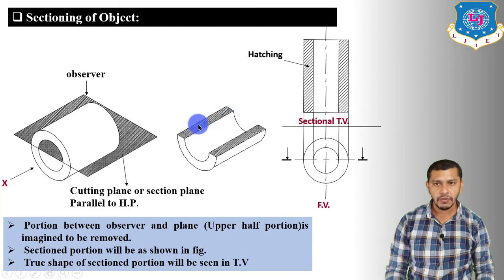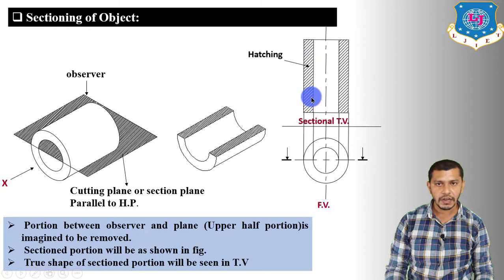Now we have to draw the hatching line in the part of the object which is in contact with the cutting plane. So this part will remain in contact with the cutting plane. Now we have to observe the top view. So section part will be as shown in the figure, and true shape of the section portion will be in the top view. If you observe the top view, the true shape of the section will remain in the top view. So this will be the top view of the object.